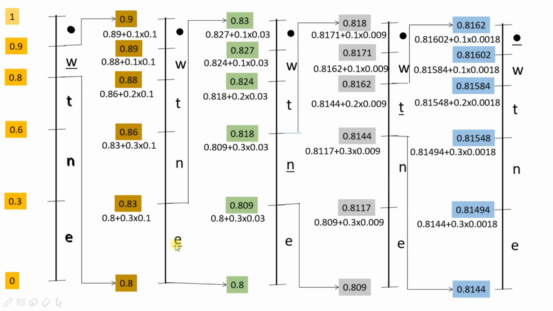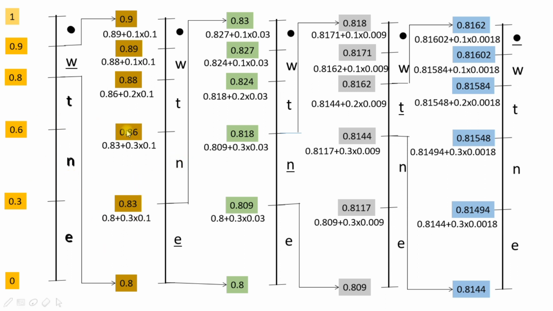So here for E the lower bound is 0.8, then we have to calculate the upper bound. The upper bound is given by the lower bound of E, 0.8, plus 0.3, which is the probability of E, multiplied by 0.1, which is the range we are dividing. So the range 0.8 to 0.9 we are dividing, therefore 0.9 minus 0.8 will give you 0.1. Now when you add this up, we get 0.83.